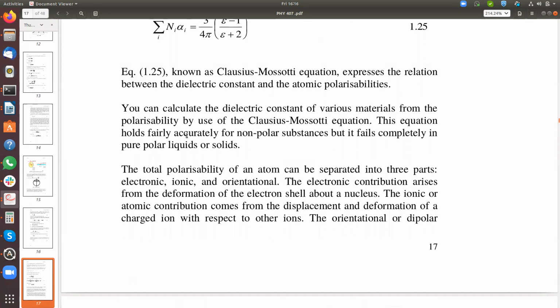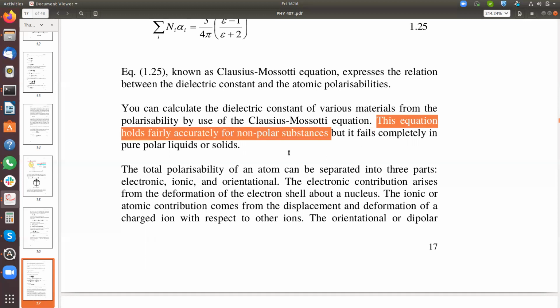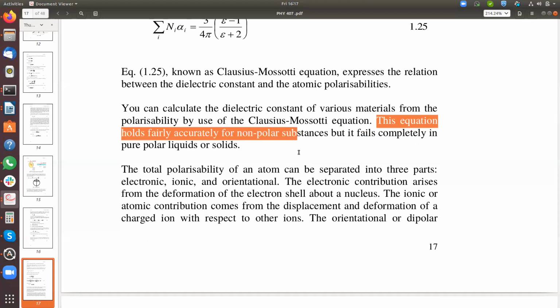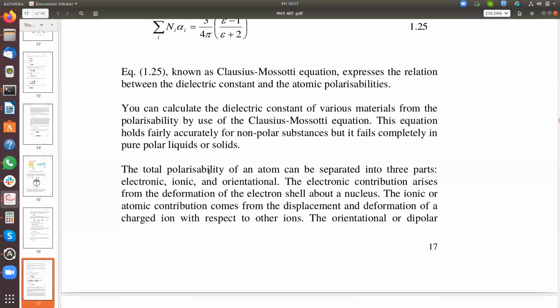So this equation holds fairly accurately for non-polar substances, but it fails completely for pure polar liquids or solids. So what you should be cognizant of in this expression is that the Clausius-Mossotti equation can only work for a non-polar system, but in polar systems like liquids and solids, it fails. Let that be in your mind, because somebody can ask you what is the merit and demerit of the Clausius-Mossotti equation. You should know the merit is that it can be used to compute polarizability of a non-polar substance, but it will fail when used to compute the polarizability of a polar liquid or solid.